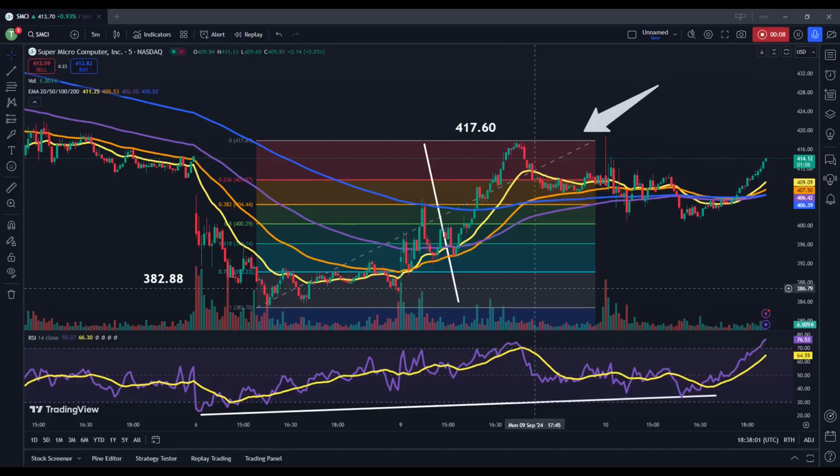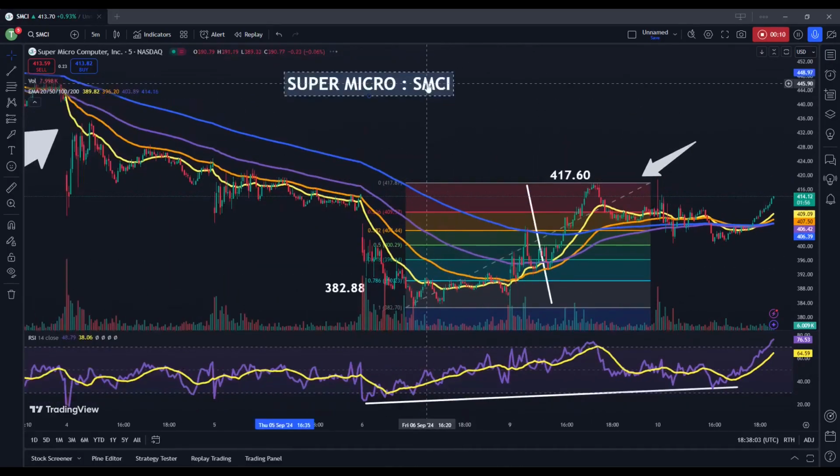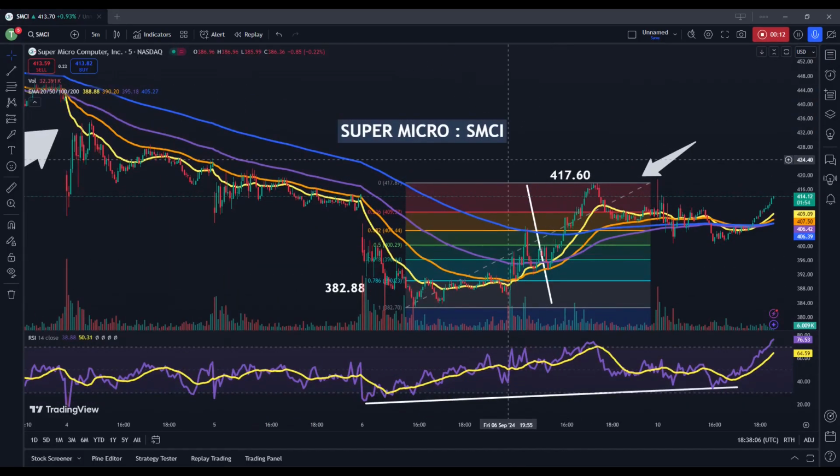Here we have the current stock market analysis for Super Micro Computer, stock ticker SMCI.